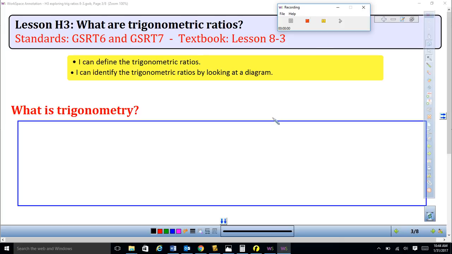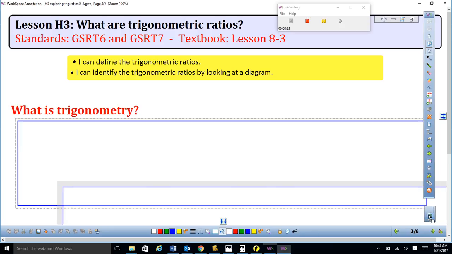This is lesson H3. What are trigonometric ratios? At the end of this lesson, you should be able to define trigonometric ratios and identify the trigonometric ratios by looking at a diagram. So, first off, what is trigonometry?